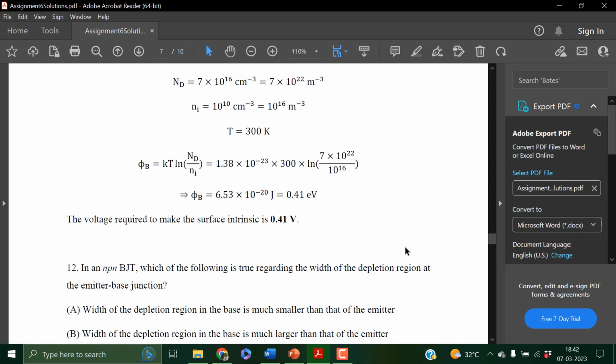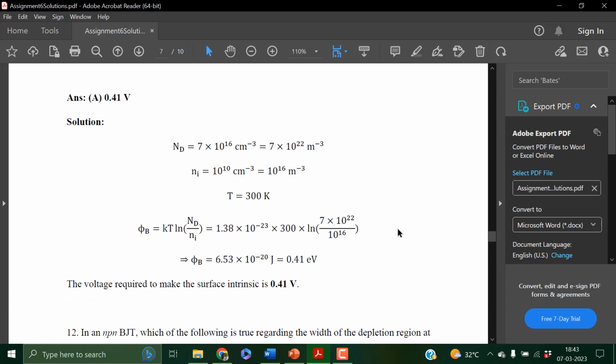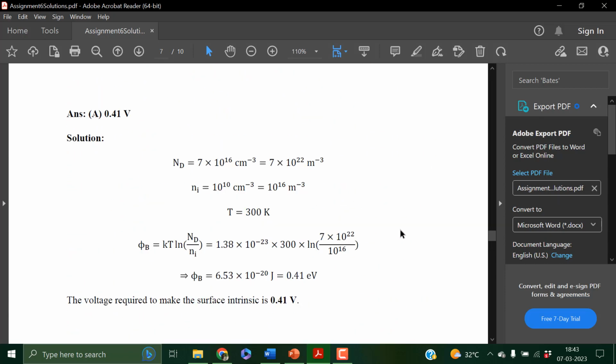Yeah. So then, I used the formula phi s is equal to 2 phi b, and from that I calculated phi b, I think. Okay, yeah, if you have calculated phi B, it's well and good. Or you can directly use the other equation, right? kT ln(Nd by Ni) for phi B. Yes, ma'am. Yeah, that also you can use.